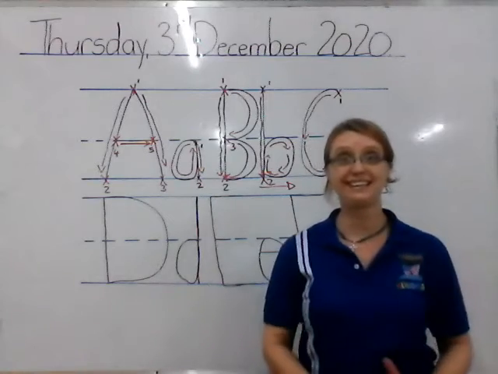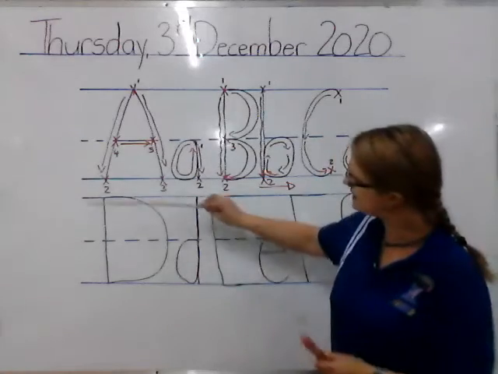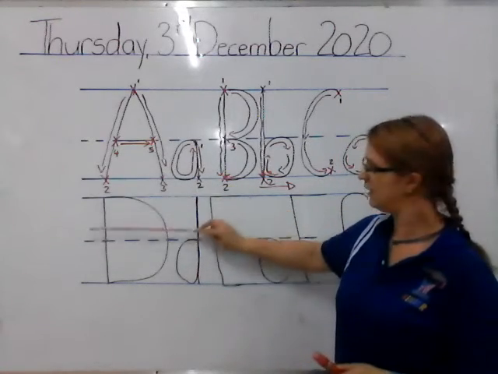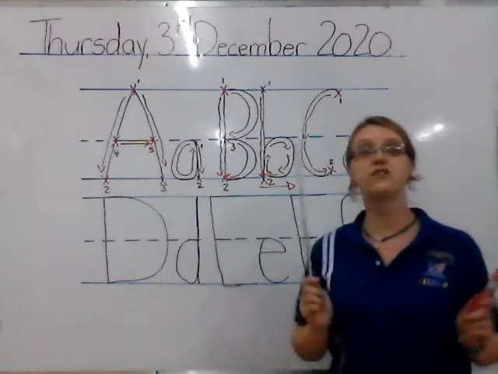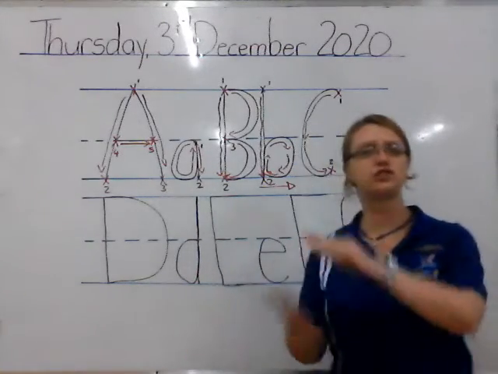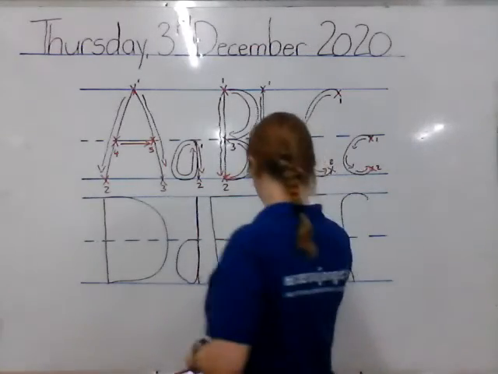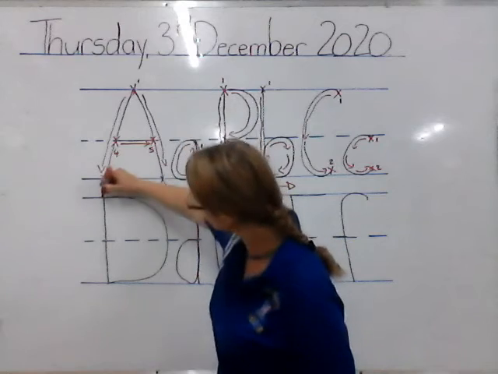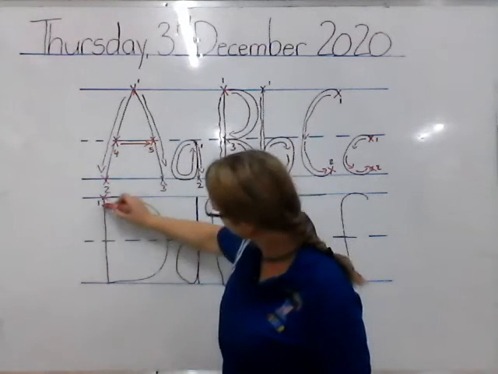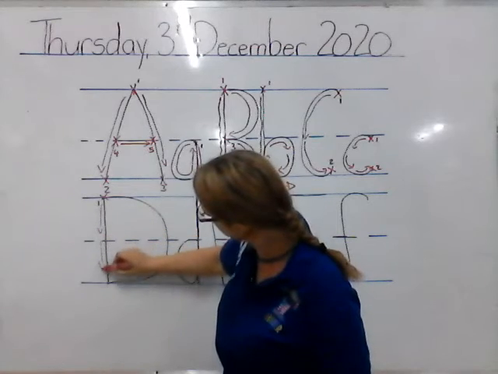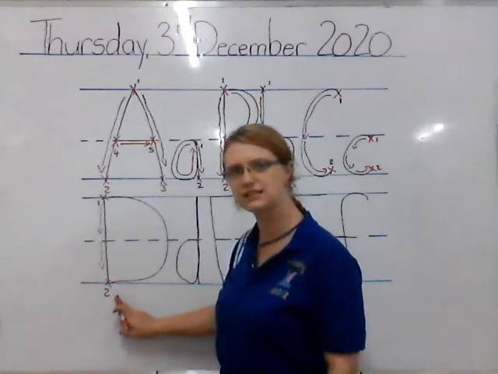Letter D. Okay, D. There you can see there's the top line, middle line, bottom line. These lines are very important when you write so that you can get the size of your letters correct. Okay, so let's start. We're going to start on the top line at point number 1, and we're going to go down, down to point number 2. Can you see that? Okay.